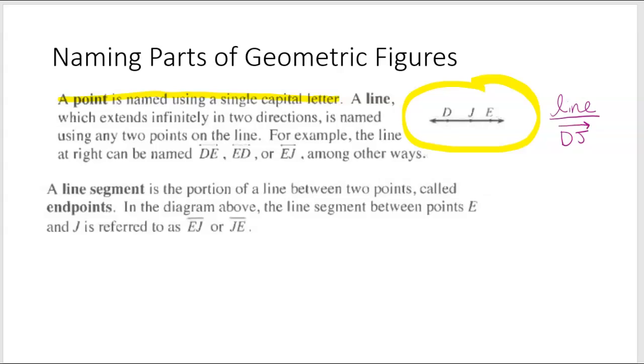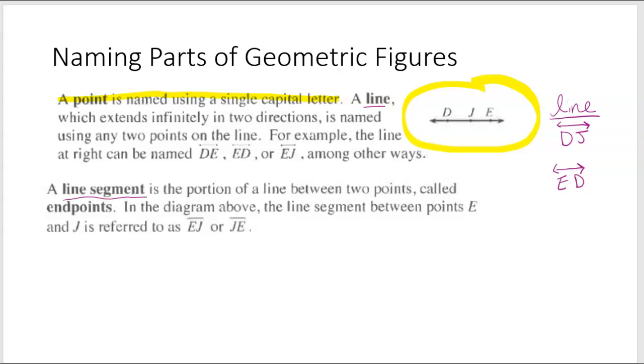So what I'm going to do is draw a little line above those letters, right? So I can say D and J. I can also say E, D. Again, I can draw a little line above those letters, okay? Now, there is a difference between the word line and the word line segment.